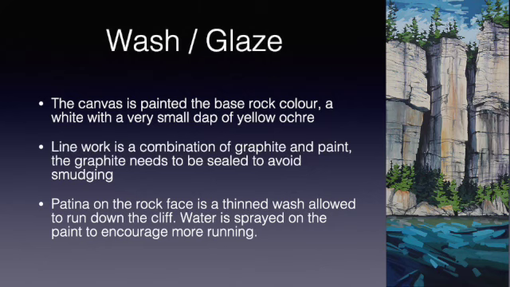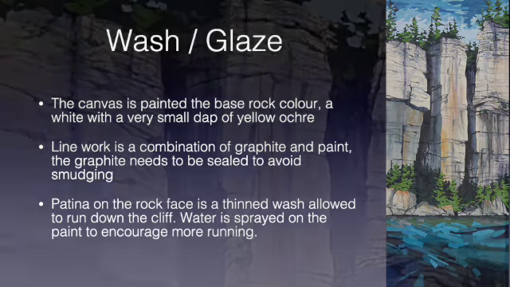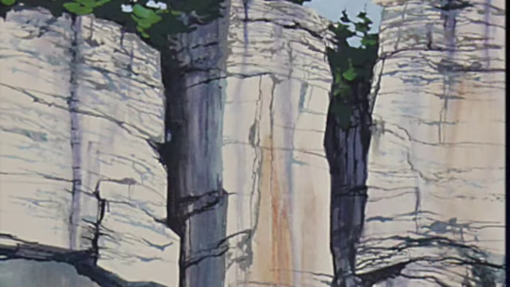Glazing is a great way to add detail and patina to a rock. In this particular painting, the whole canvas was painted an off-white color using yellow ochre and white. Then using a pencil or graphite, I sketched in the different rock shapes. These had to be sealed with medium before the painting could be continued. Additional lines were added with the rigger in different colors.